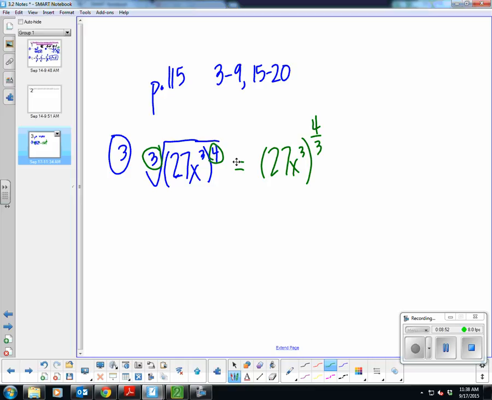All right, and then we do the power rule, which says to multiply this to the exponent of everything. So then it would be 27 to the 4/3 times x to the, what's 3 times 4/3? When you multiply a whole number to a fraction, you just multiply it to the numerator. So it would be 12/3, right, which is just 4. So 4/3 times 3 is 4. Okay, questions so far?